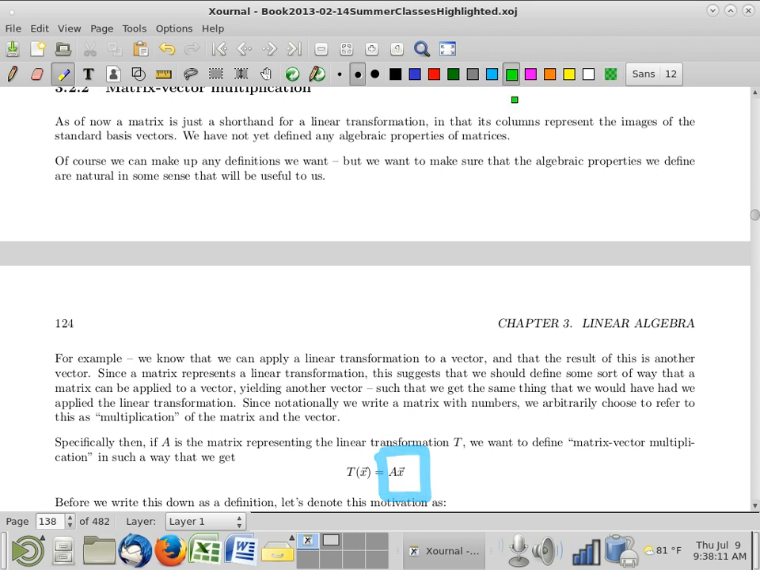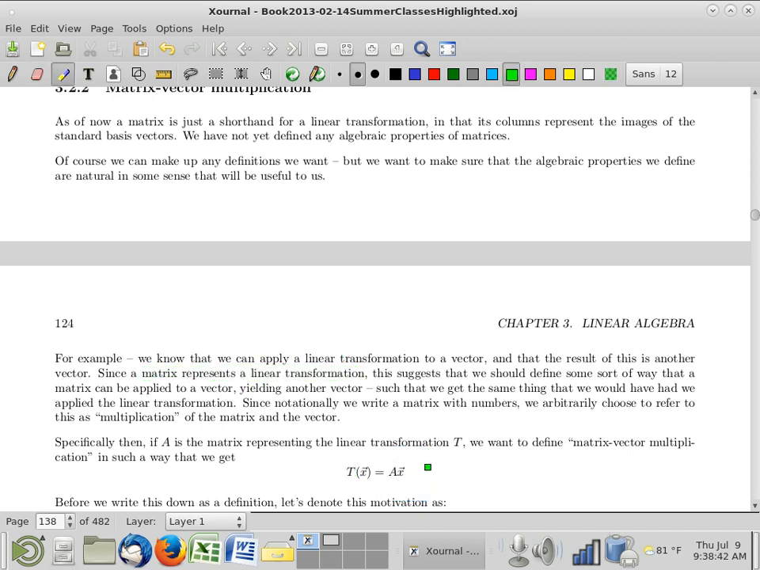Well, keep in mind that a matrix is supposed to be representing some linear transformation T. So really, because a matrix is representing a linear transformation, what a matrix does to a vector and what a linear transformation does to a vector, I feel like they really ought to be the same thing. Because if a matrix is just a shorthand for that linear transformation, what else would it be? Right? So we're going to make this choice.